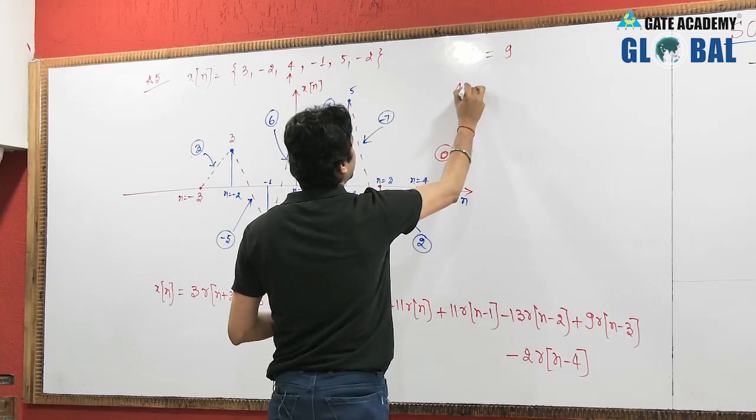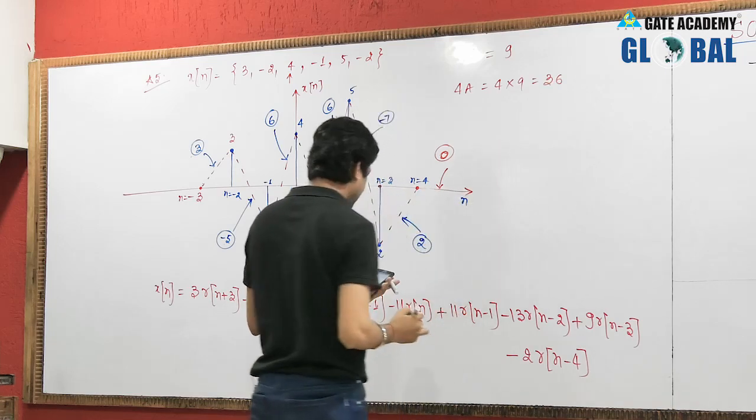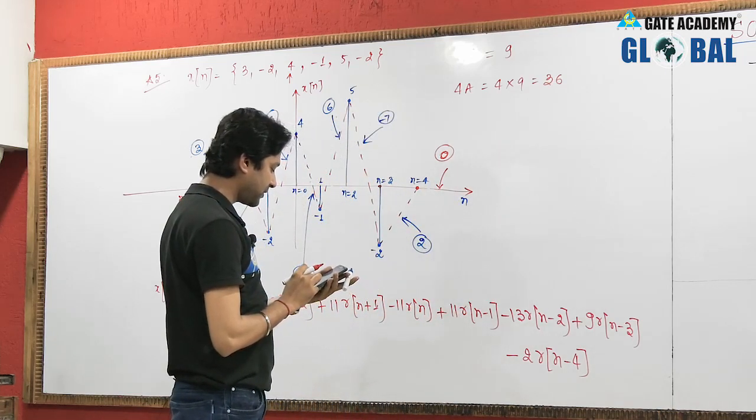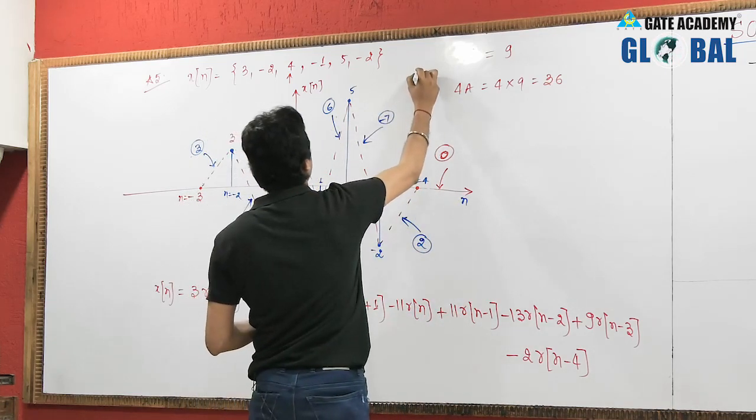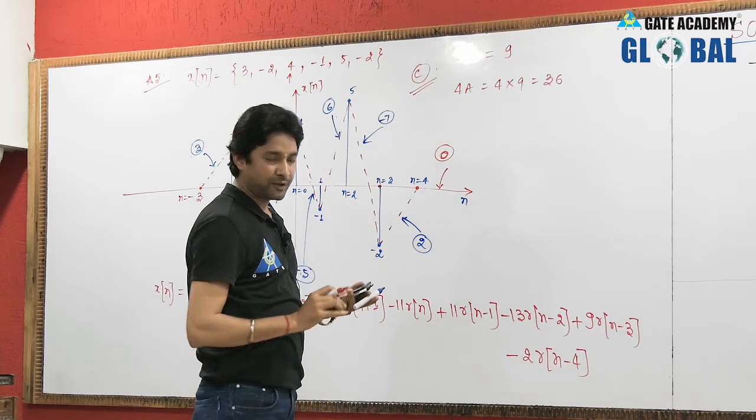Therefore the value of 4a is 4 into 9, that is equal to 36, and therefore the correct option for this signal for this question is option C. So for question number 5, option C is correct. So these were the questions of 1 mark.